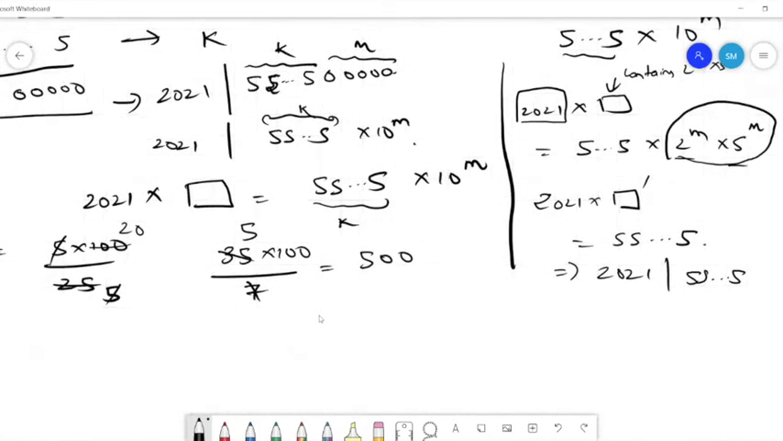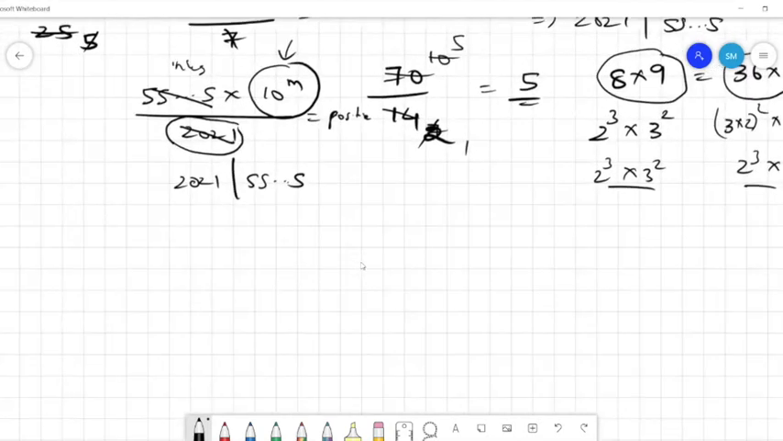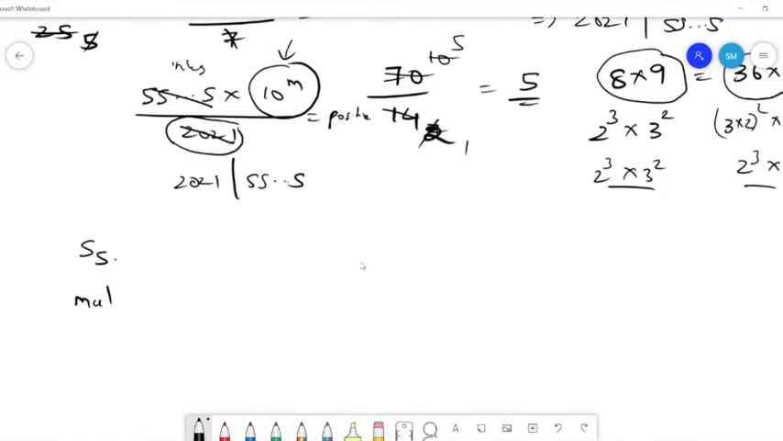So have we solved our question? Yes. Now we have that some multiple of 2021 is present in S5. You're right. Now, for what other numbers will this work? Can we make a general statement?